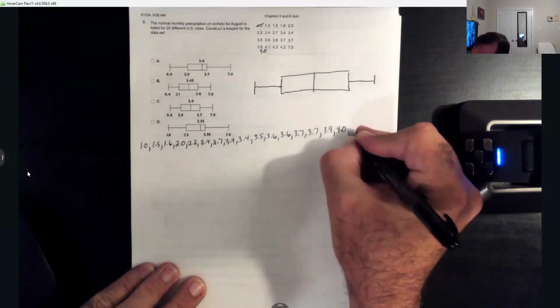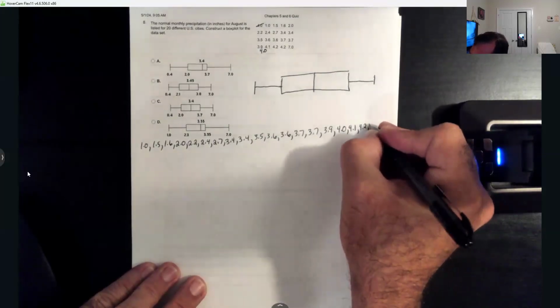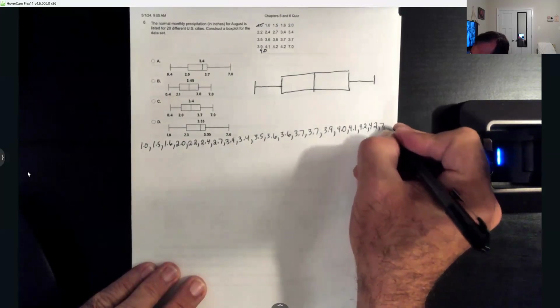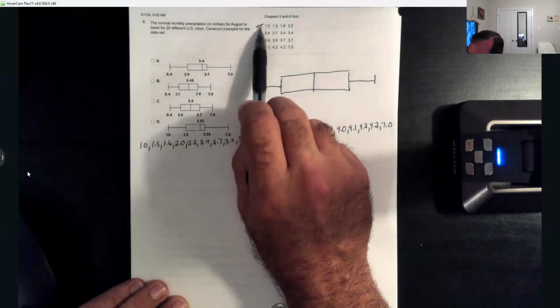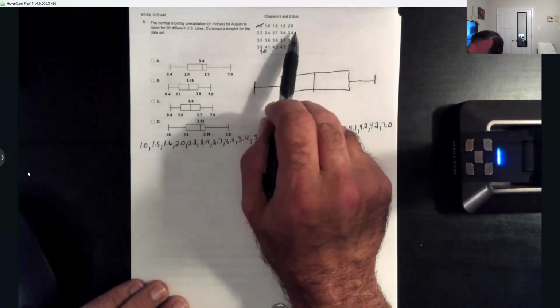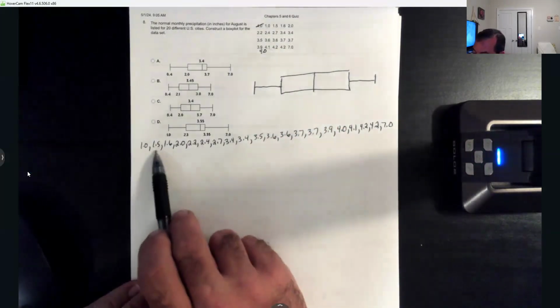4.0, the one I had to move, 4.1, 4.2, 4.2, 7.0. All right, so we got 1, 2, 3, 4, 5, 10, 15, 20 data points.